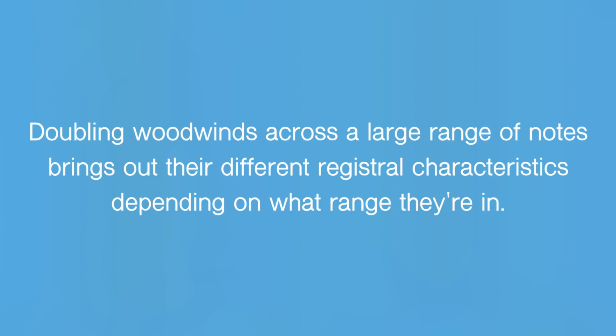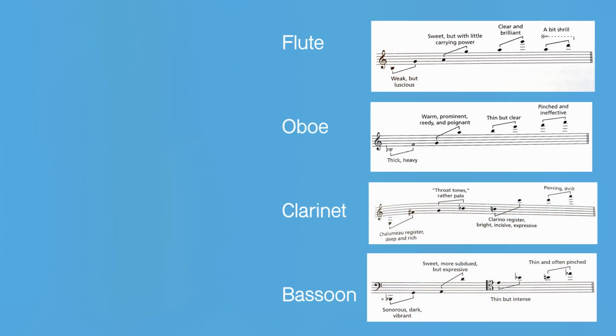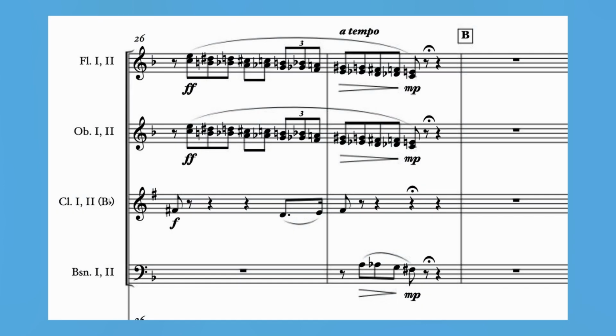Well, doubling woodwind instruments in unison on something that covers a larger range is really unique because depending on what range the instruments are in, some qualities of certain instruments are going to be brought out more than others. But since it's doubled the whole way, the transition between these different sounds is totally seamless. Let's listen real quick and then I'll explain further.